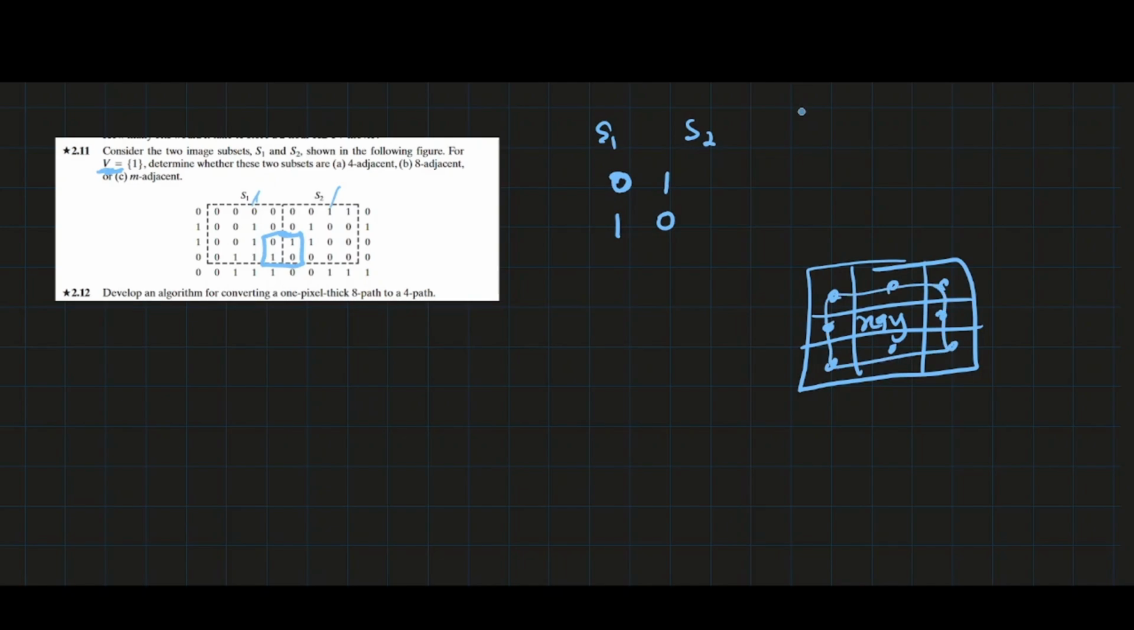So to make an 8-adjacent move, we can move diagonally, and 1 is in the set V, therefore we can make this move. So yes, it is possible to go from S1 to S2 using an 8-adjacency move.